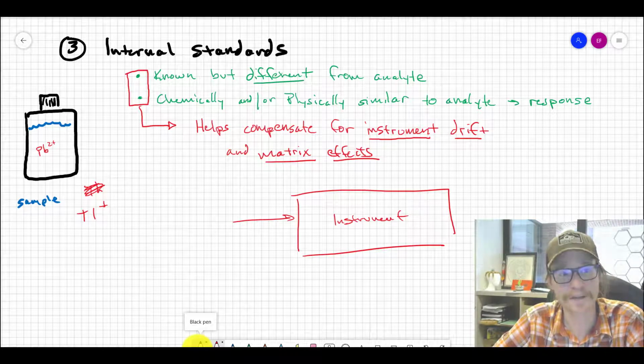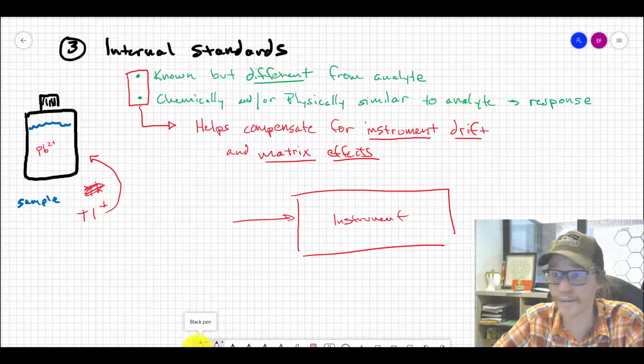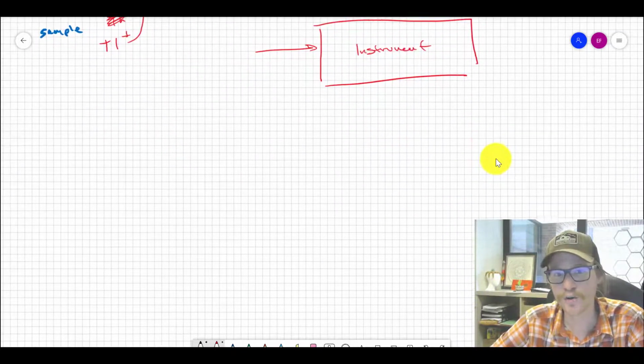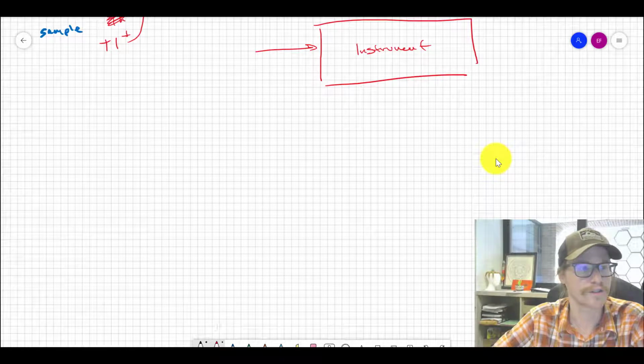At the same time, if the matrix is different across your samples, which is hard to compensate for, then knowing that thallium is in every single one of your samples, you should get exactly the same response for thallium in all of those samples. So in other words, let's just draw this up.